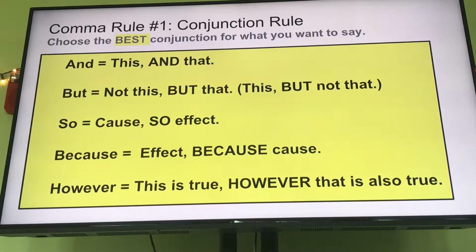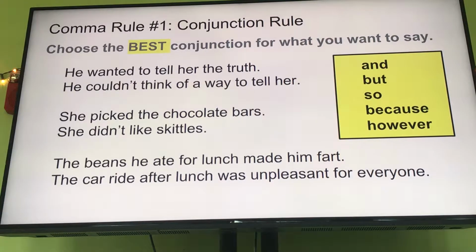When you use and, it's this and that: 2 equal things on either side of the and, usually. Or fairly equal, or you can add them together. They can be interchangeable. But if you use but, it's not this, but that. Or it's this, but not that. It's 2 opposite things. So is the cause, so the effect: this happened, so that happened because of this. Because is just the opposite of that: the effect, because the cause. So that happened because this happened. However and but can be almost completely interchangeable, but sometimes however is a little bit better than but. This is true, however, this is also true. So they're very similar.